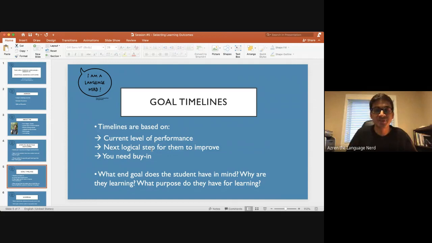And then we need to get buy-in on what that next logical step is. So it's important to think about as well, what end goal does a student have in mind? Why are they learning? What purpose do they have for learning? So that's also important to be thinking about. All of these are going to influence goal timelines. So I'll give you a couple of examples of how they might be different.